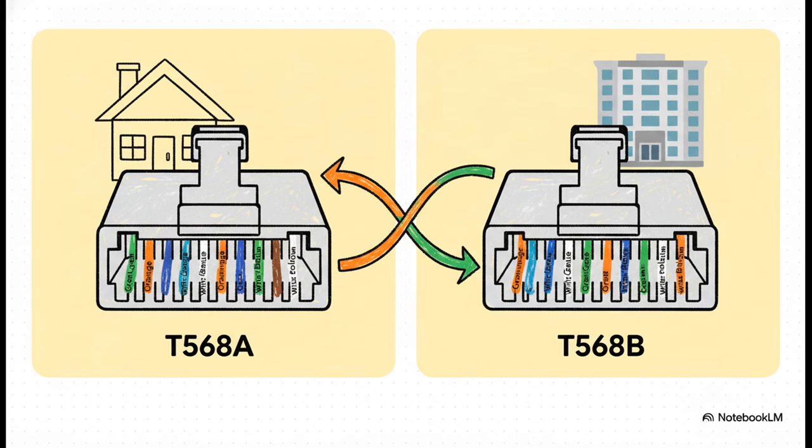They're basically just recipes that tell you exactly which color wire goes into which of the 8 little slots in the connector. And honestly, the only real difference between A and B is that the green pair and the orange pair swap places. That's it. Electrically, they do the exact same thing.